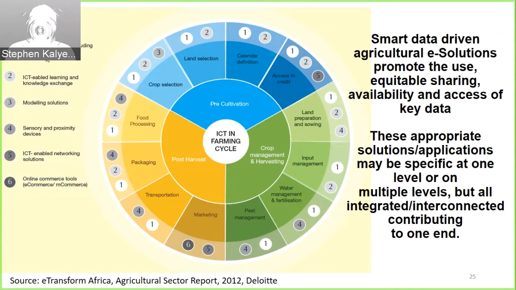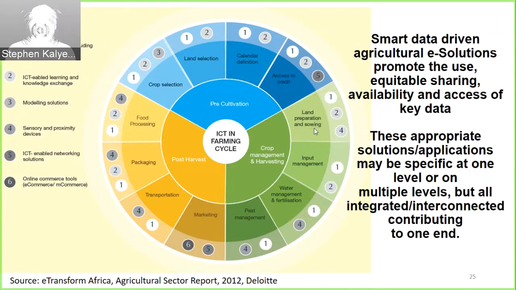The learning practices, the information systems, okay? When it comes to calendar definition, okay? This is dependent on the climate and the weather patterns. The decisions they have to make, okay? So one may need to have an information system that gives that information, or an ICT-enabled learning platform, okay? Access to credit, 1, 2, 3, 4, 5, ICT-enabled learning solutions. When it comes to crop management practices, what solutions, what data-driven solutions can we have?